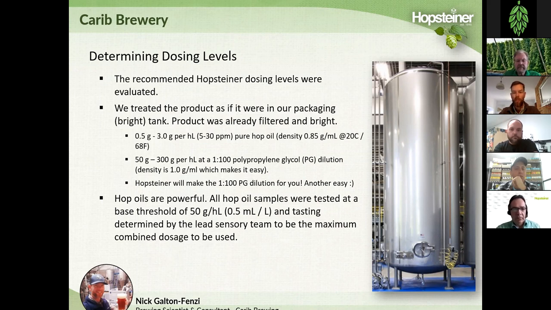And given the scale and how powerful hop oils are, and you've heard from Randy and Kevin, they've all given testimony about how powerful these are. When you're using them, you need some pretty precise control to make sure that you do not overdose these particular products. We tested them at a base profile of 50 grams per hectolitre on the 1 in 100 dilution. And it was the dosage that we decided did not become artificial. It gave a very natural type of flavor, aroma, or perceived flavor, and then the aromatics that we were looking for.